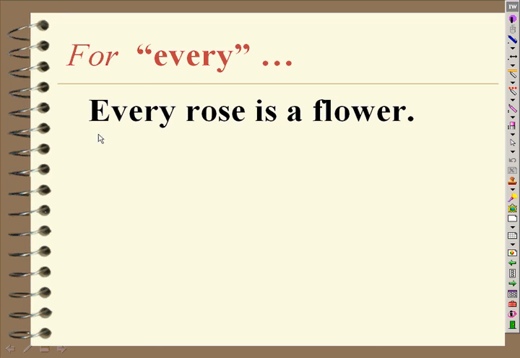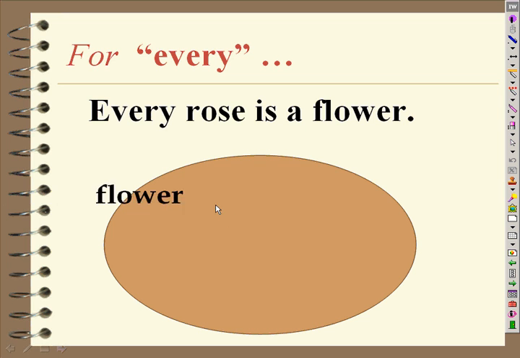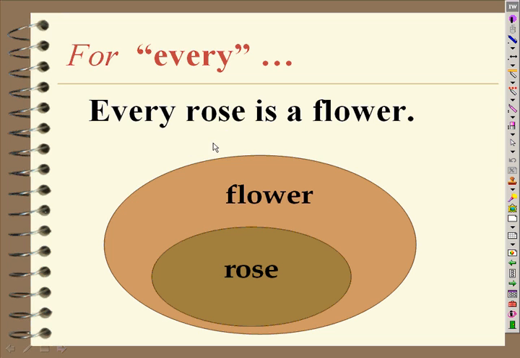Another example, the word every. Every rose is a flower. This one is probably easier to understand because we see the set flower and roses as a smaller set of that. So again, the bigger set is flowers, the smaller set is the rose.